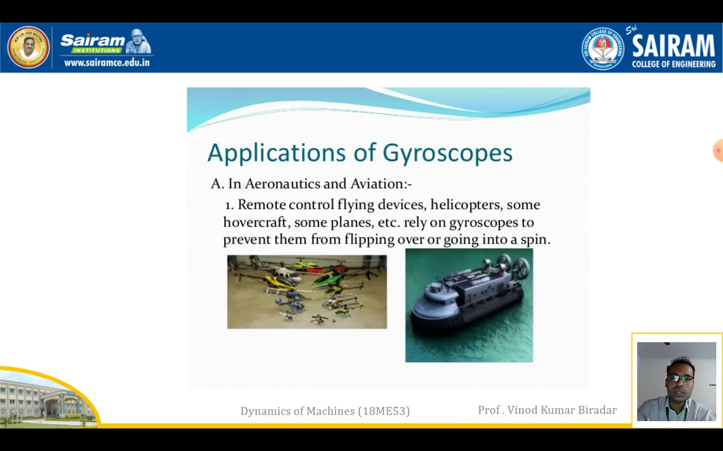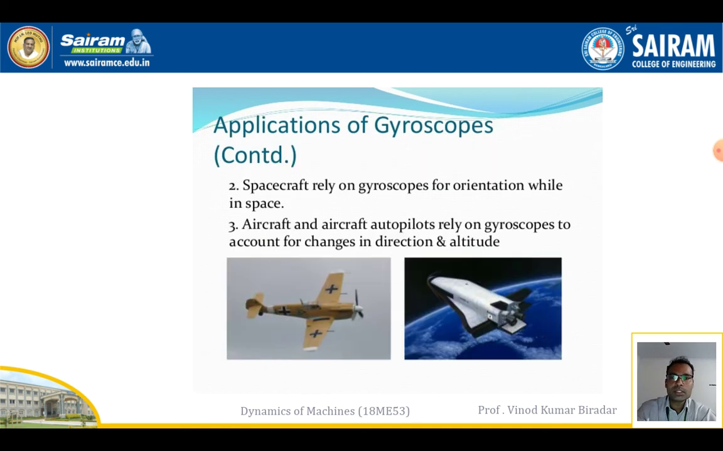So what are the different applications where we are going to use the gyroscope? The first one is aeronautical, that is the aerospace industry, aviation. Remote control flying devices, helicopters, some hovercraft, some planes rely on gyroscopes to prevent them from flipping over or going into a spin, and to detect direction. The second one is spacecraft, which rely on gyroscopes for orientation while in space. Aircraft autopilots rely on a gyroscope to account for changes in direction and altitude.